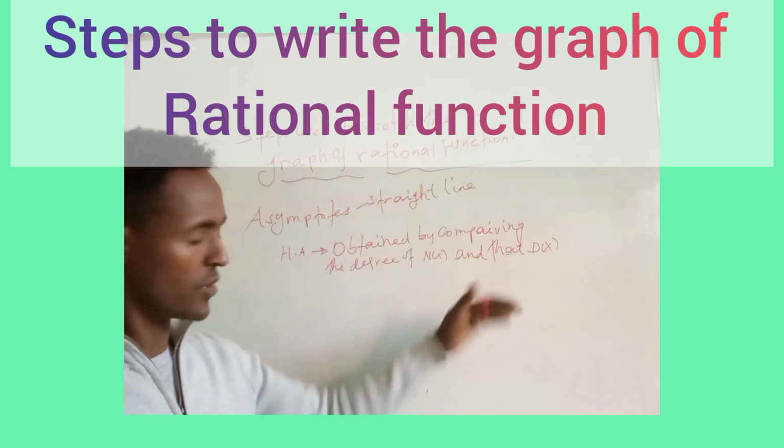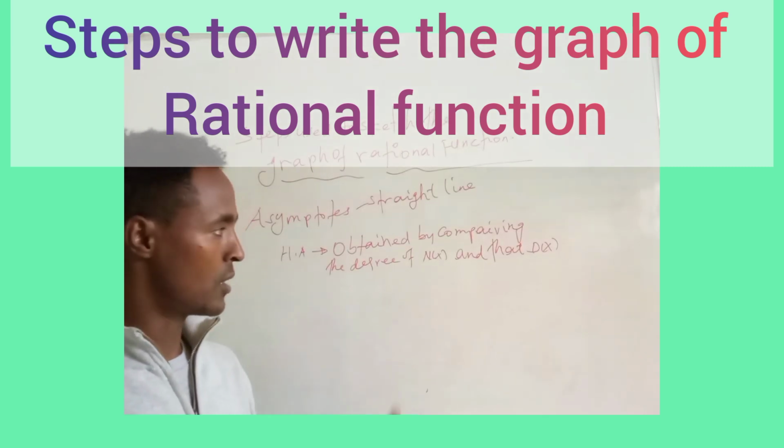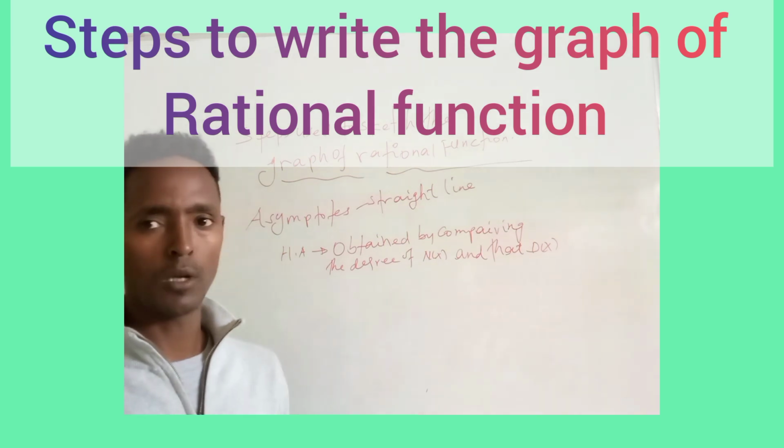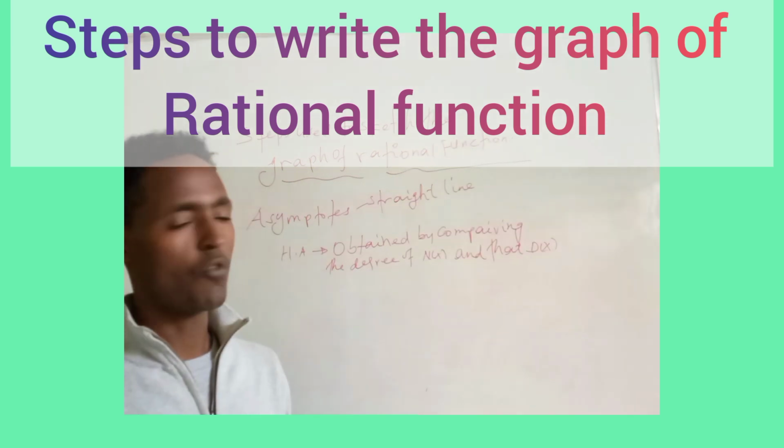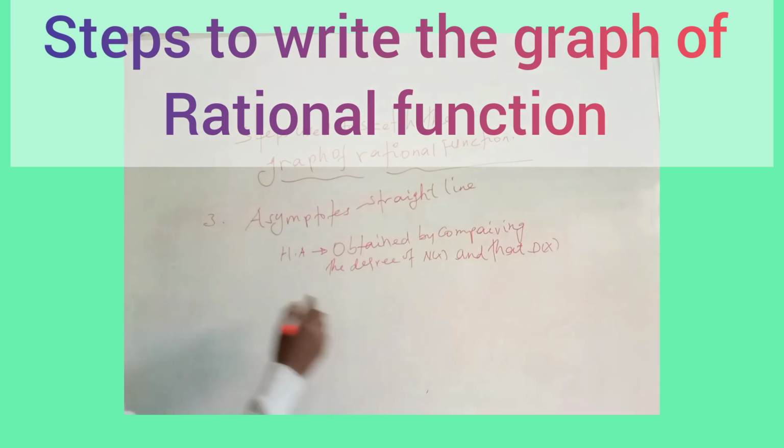If they are of the same degree, then y is equal to the ratio of the leading coefficient of n of x to that of d of x, and this is considered the horizontal asymptote. So this is the criteria.